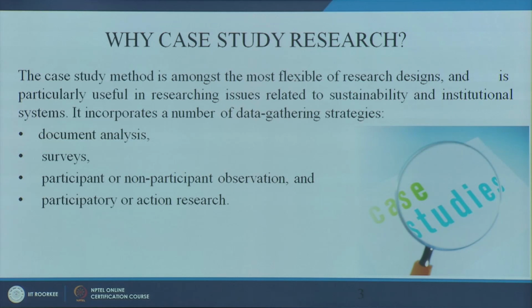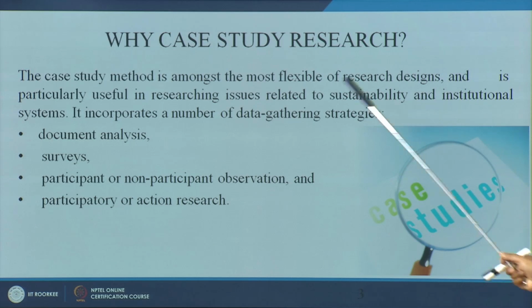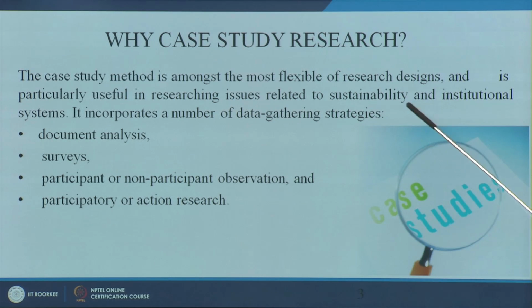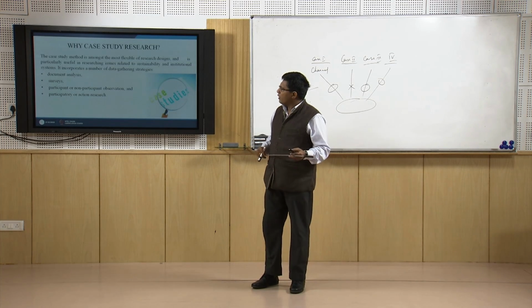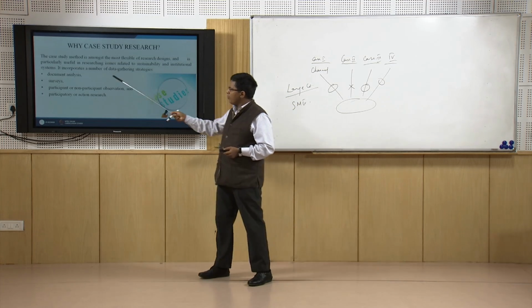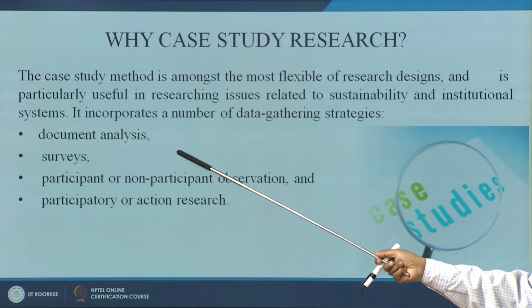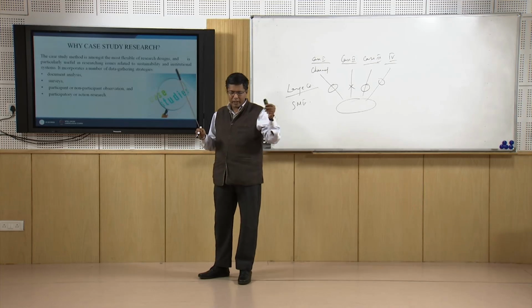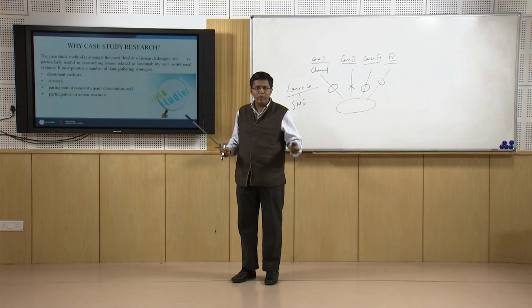So, why case study, we discussed, right. It is a very flexible research design and is particularly useful in researching issues related to sustainability and institutional systems, because it is sometimes very difficult to understand how an institution, a system at large, works. It involves a lot of processes. For example, the document analysis which I also mentioned: you can do a content analysis. Content analysis means, from exhibits or reports, like an annual report, you can see which contents are regularly utilized and repeated by the company. That gives you an idea of what the company is oriented to.